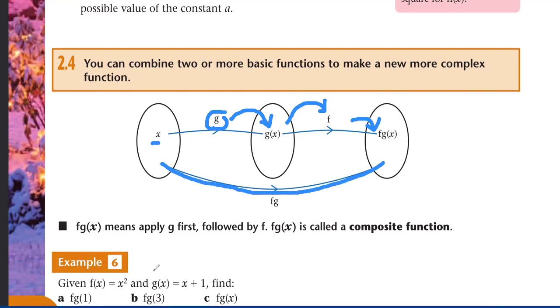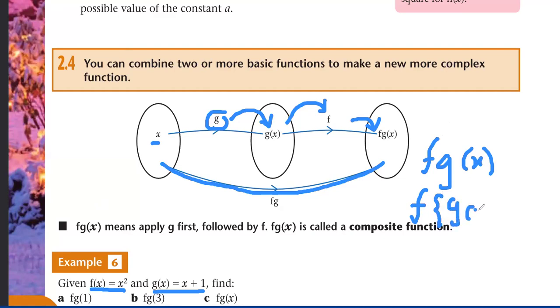What is the meaning of that? We can consider some example. f(x) equals x squared. g(x) equals x plus 1. We have to find f(g(x)). How? f(g(x)) means f, and the inside value is g(x). Therefore, the variable is g(x).